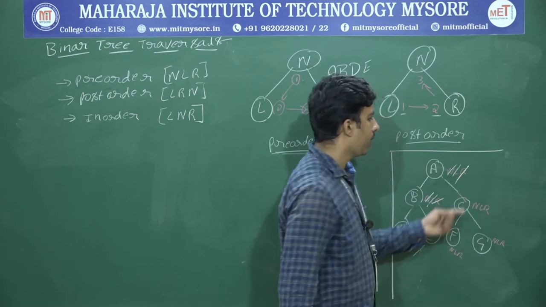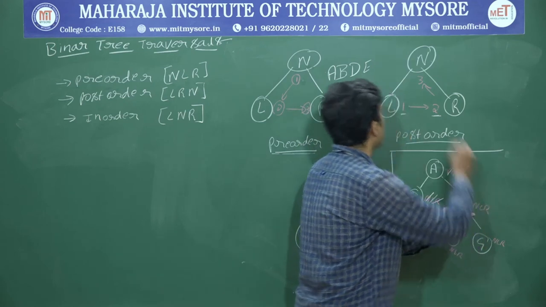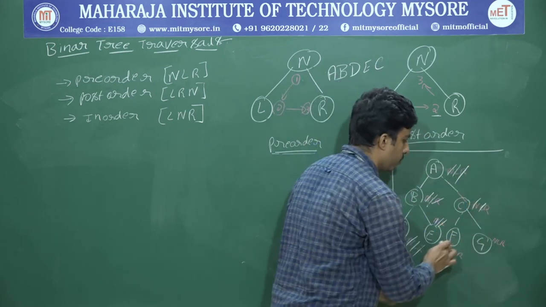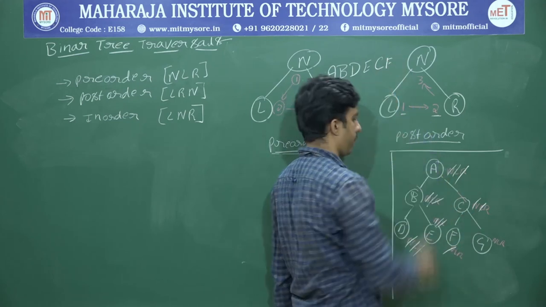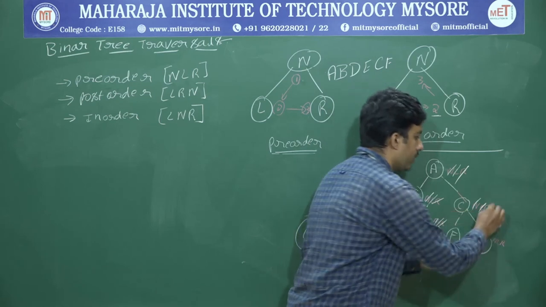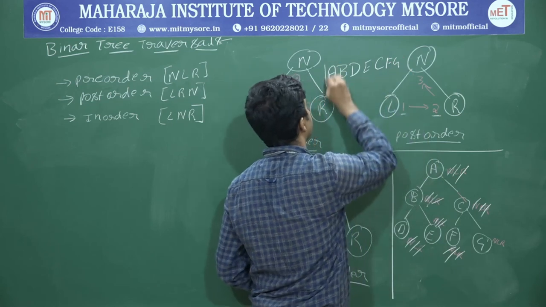Okay, traverse to the R, it moves to the C. Okay, node encounter, print the C. Okay, left is there, yes. Move to the left. Okay, node is there, yes. Print the F. Okay, left is there, no. Right is there, no. Okay, right is there, yes. Okay, node encounter G.